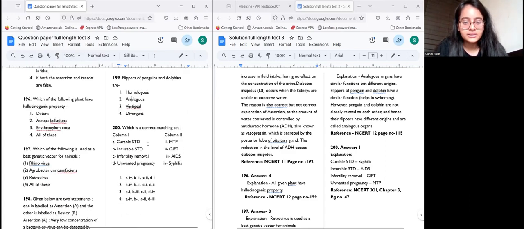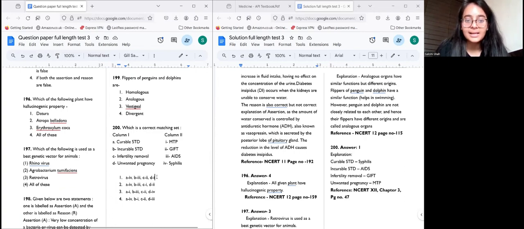Let's see. Which one is the correct matching set? Okay, which of these are curable, incurable, infertility removal, and unwanted pregnancies? If there's an unwanted pregnancy, what do we do? We do medical termination of pregnancy. So the answer for D is option number 1. As we can see in the 4 options, there's only one option which has D as 1. So that's obviously our correct answer.